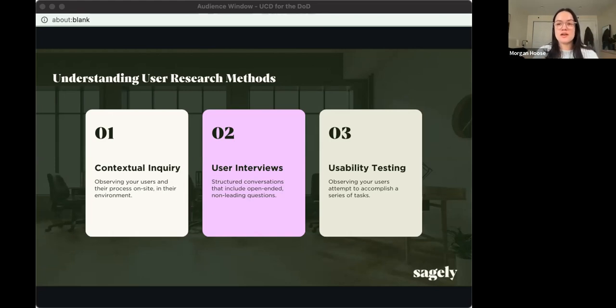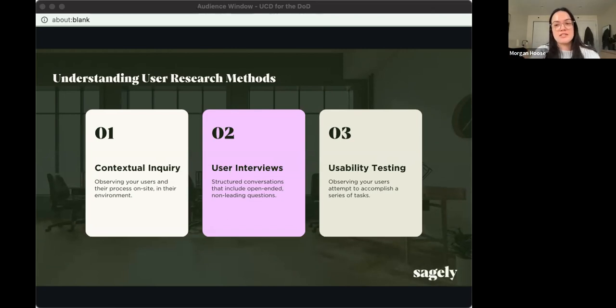User interviews, I'm going to call them our Swiss Army knife of user research. So they're structured conversations that include open-ended, non-leading questions. So there's definitely a process for preparing for a user interview, but these can be used in a variety of different environments, both in person or remote, and they can be used in any phase of the process, which we're going to talk about.